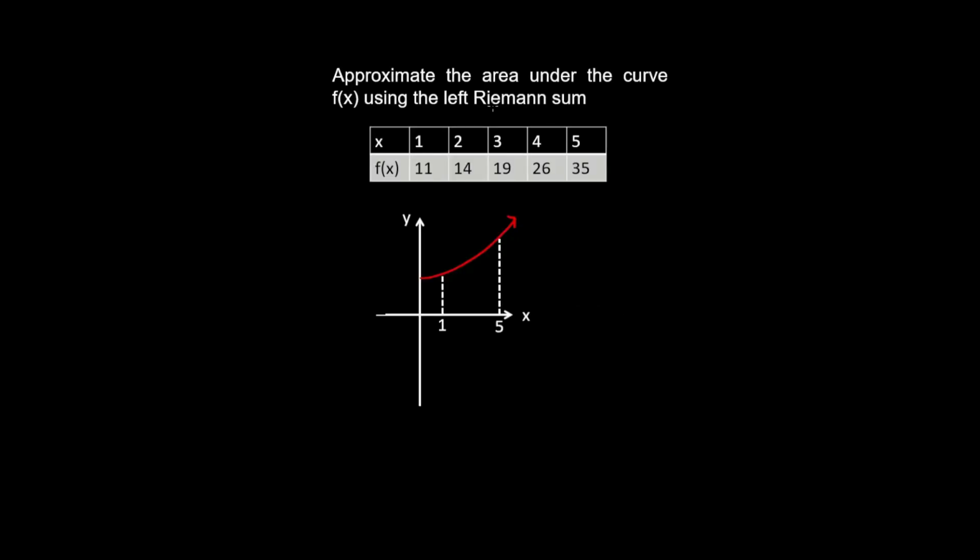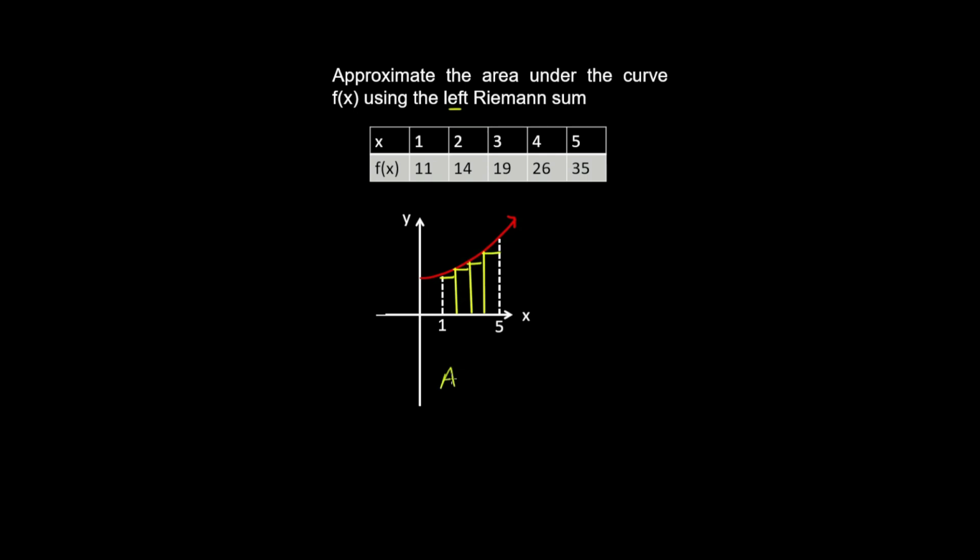Let's approximate the area under the curve using the left Riemann sum. So what we have here is 1, 2, 3, 4 and 5. So we're basically dividing this curve into rectangles, and when we take the left Riemann sum, the left of each rectangle touches the curve.